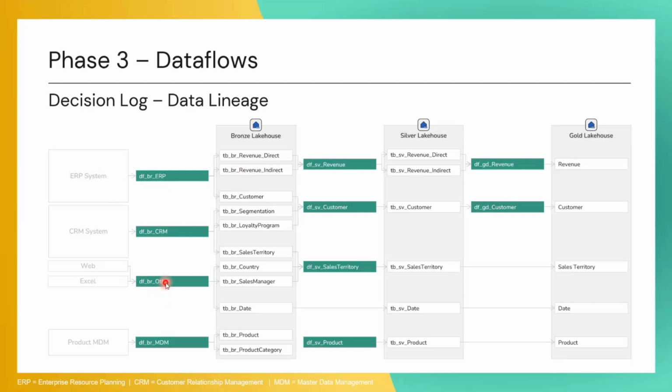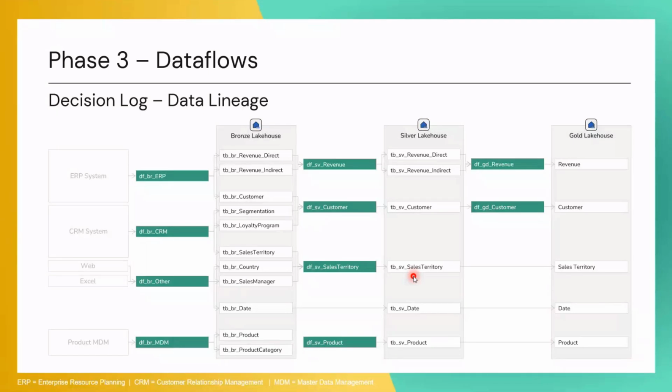We also have this other data flow where we have some Excel files for the sales manager assignment to sales territory, we load maybe a country dimension from the web, and a date table that we generate within Power Query without loading from the source system. And then what typically happens is that we combine and join multiple tables using the silver data flows to get these transformed, cleaned silver tables.